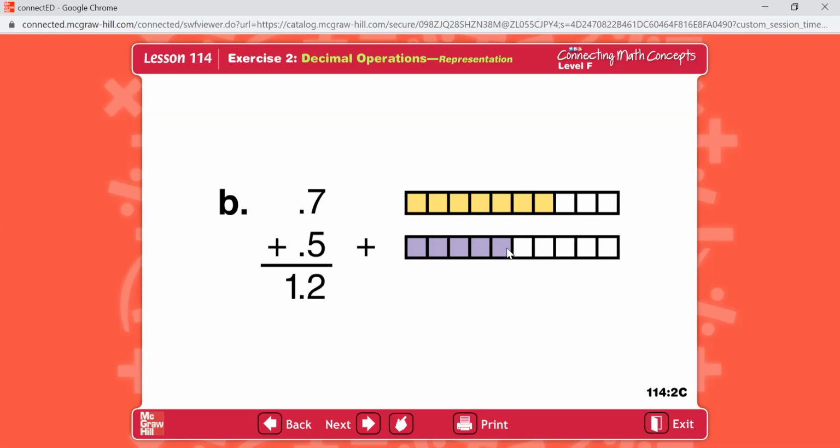Cross out the 3 you need here to put up here to show your work. Now you have 1 2/10. You moved 3/10 up here to fill it in.